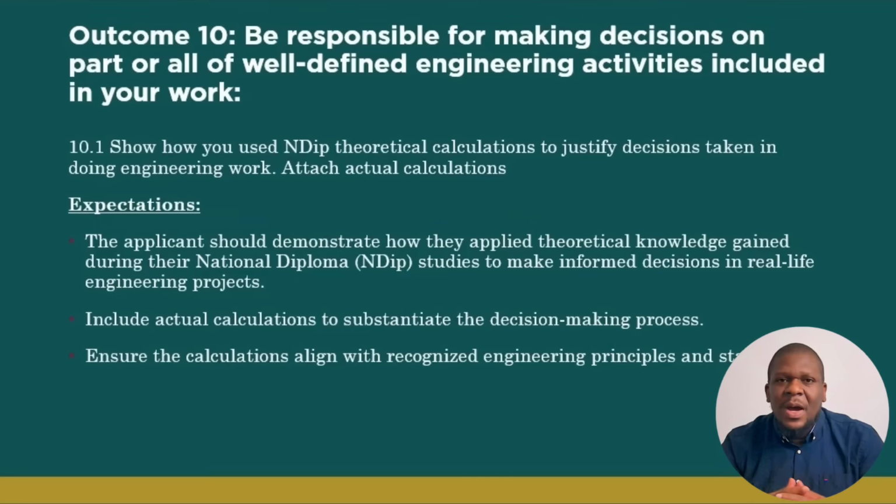Now, let's move to outcome 10. Outcome 10 says be responsible for making decisions on part or all of a well-defined engineering activity included in your work. In terms of outcome 10.1, it says show how you use your national diploma theoretical knowledge to justify decisions taken in doing engineering work. You are expected to include calculations here.